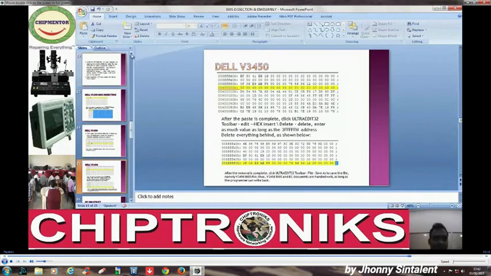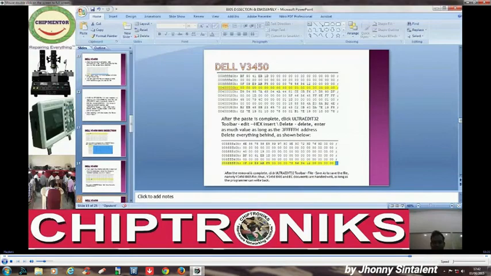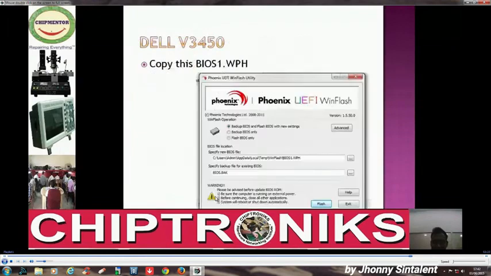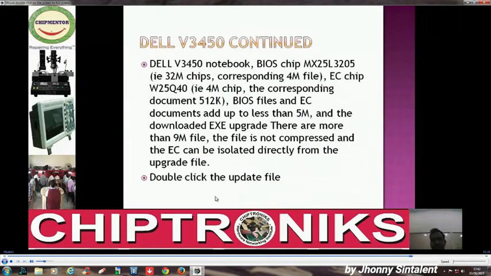So what we have done here is, let us start from the very first, the Dell Vostro 3450. We have noticed that it has two chips: the BIOS chip of 4 MB and the EC chip of 512 KB. The BIOS chip here is an EFI BIOS chip. As seen in the previous case of 6930P, we have to take a backup of the original BIOS through the programmer.